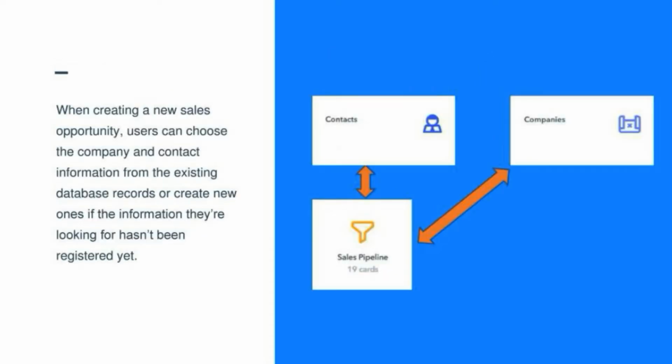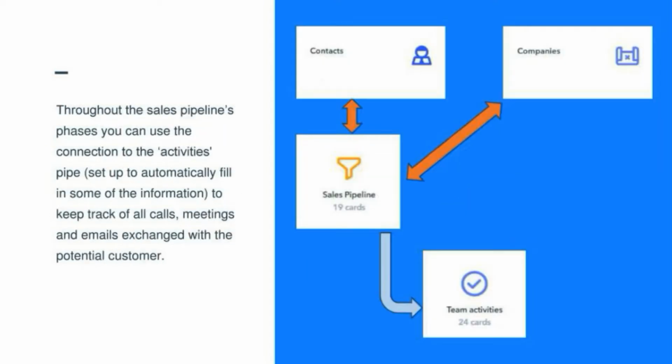To begin with, when creating a new sales opportunity, users can choose the company and contact information from the existing database records or create new ones if the information they're looking for hasn't been registered yet. So it's important to stress that at this point of the process, users can search for the existing records or create new ones. All throughout the sales pipeline's phases, you can use a connection, so the connection can be used in all phases. The activities pipe is set up to automatically fill in some of the information I've mentioned to you guys to keep track of all calls, meetings, and emails exchanged with the potential customer.